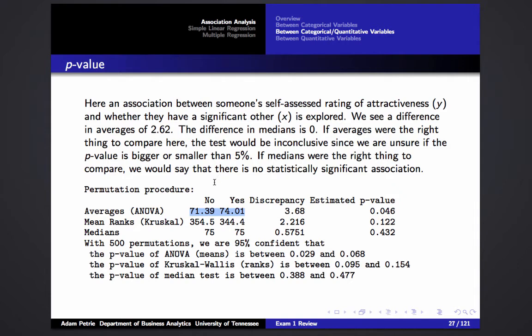If instead we were actually comparing medians between the two groups, and that just depends on what the QQ plots look like, well, we actually see the medians being identical here, so there's no difference in medians. There's no association going on in that case. So the conclusion depends on which measure we're choosing to compare, which is told to us by what the distributions look like. In other words, do they look like a normal distribution based on that QQ plot or not?